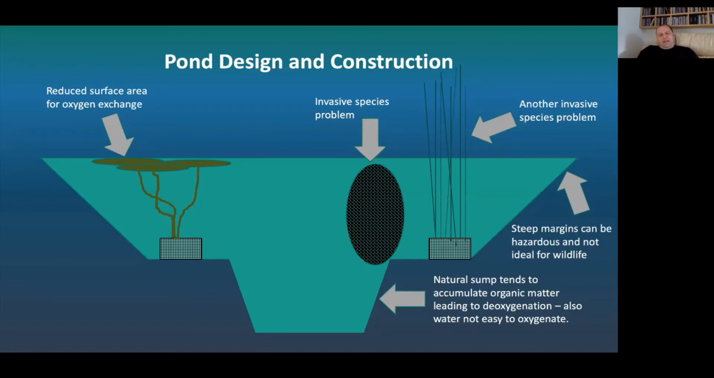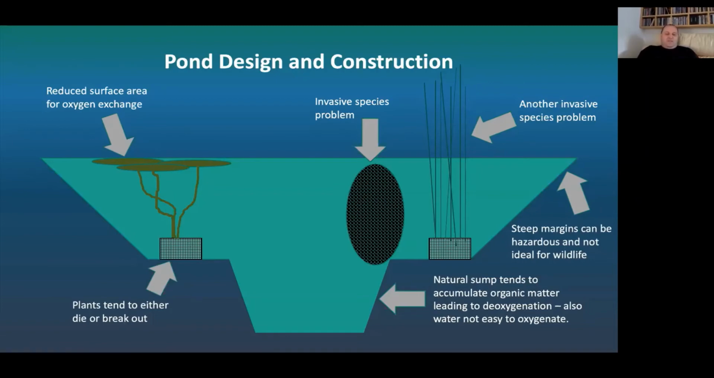This deeper area, the fact you've got a shelf here means you have a deeper area as well. And that tends to be a bit of a natural sump, which will accumulate organic matter. And that will start to rot and it'll be deoxygenated. So the water here isn't going to be easy to oxygenate, and this area here is not likely to have much value in practice. Plants in these plastic baskets, in my experience, don't tend to do very well.